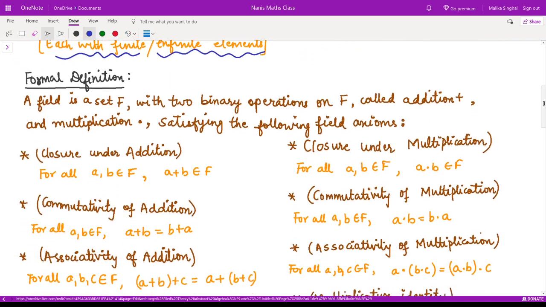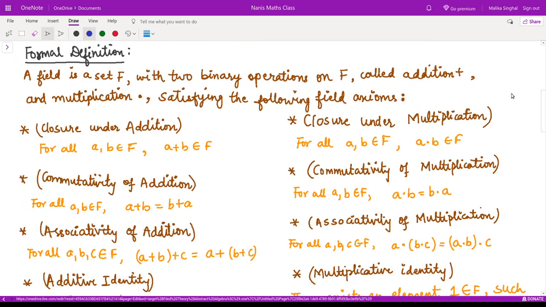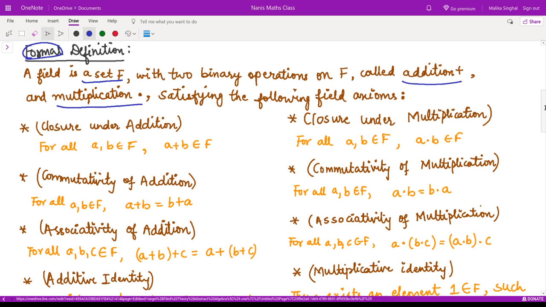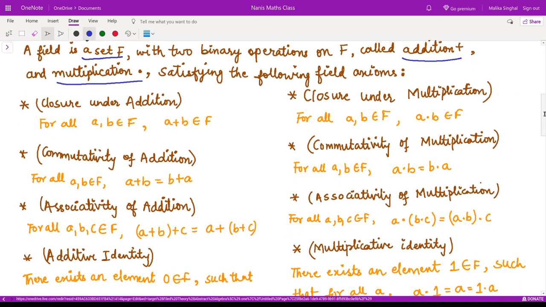So now, having defined the field and having understood what it means, let us formally define what a field is. A field is basically a set, let us name it F for now, with two binary operations on F called the addition and the multiplication, satisfying the following field axioms. Let us see what those are.